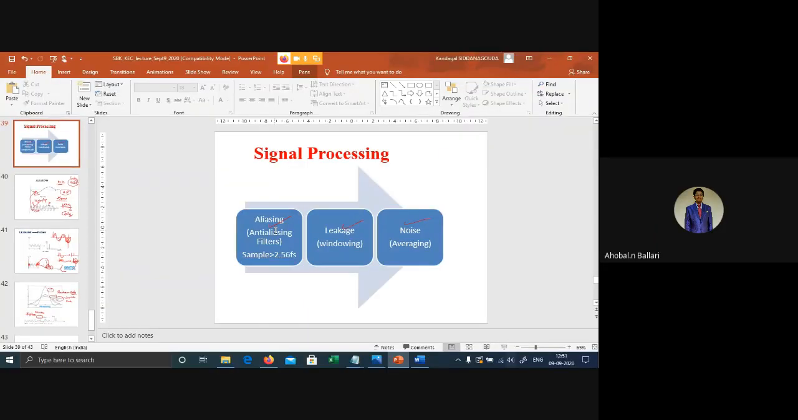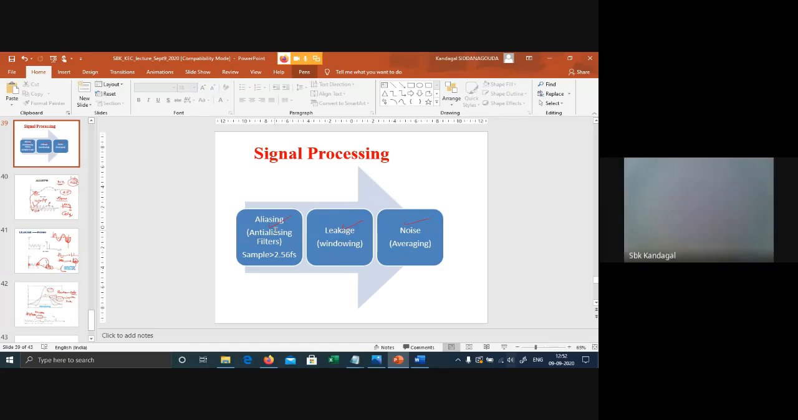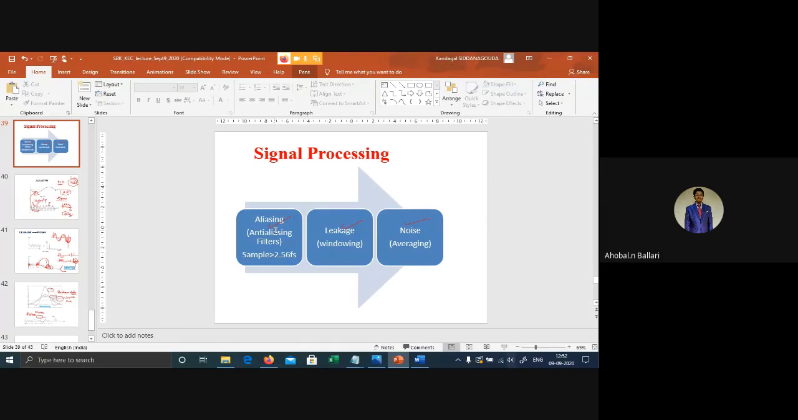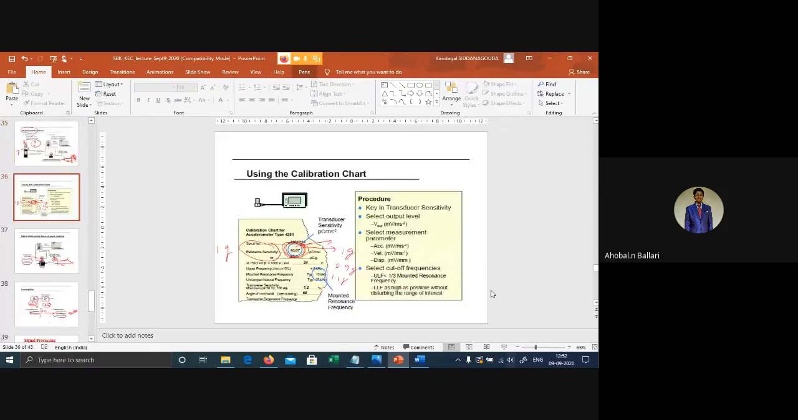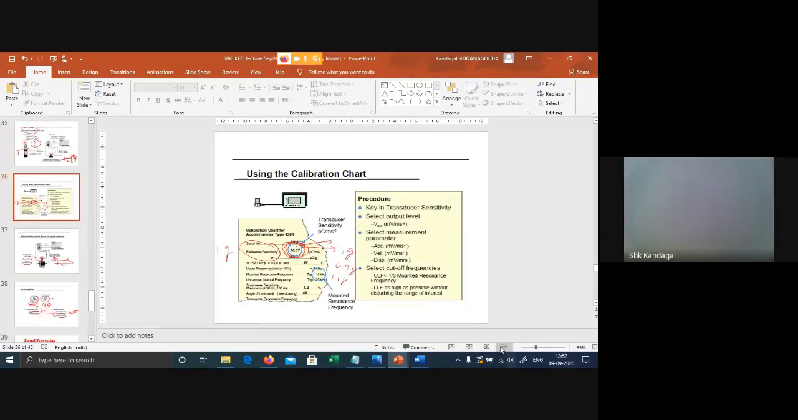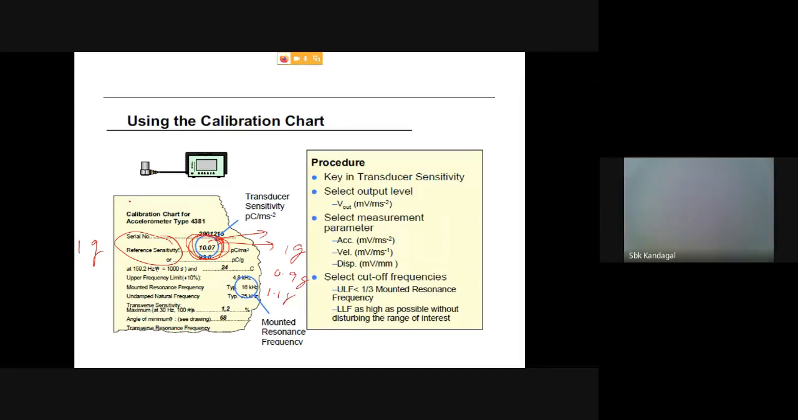Sir, I have one more doubt. As you said, we have to know the natural frequency of the accelerometer before conducting the experimentation. Will that be provided by the manufacturer, or do we have to do any other test to find it? See here, if you observe, this sheet is given. In continuation of that, the manufacturer will give one more chart. That chart will have a graph like this. So from that you can decide.